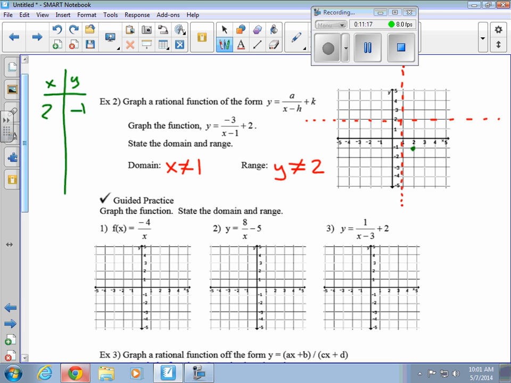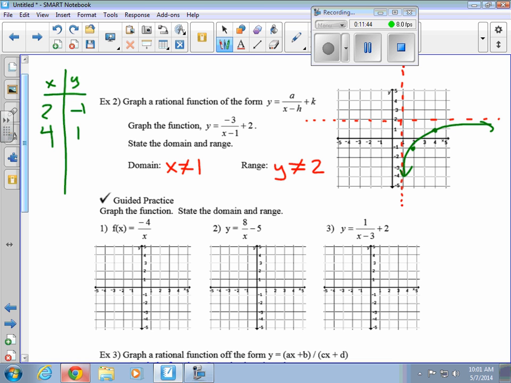All right, so now what number should we put in? Let's put in 4. 4 is going to be easy. Why is 4 going to be easy? What's 4 minus 1? 3. So negative 3 divided by 3 is negative 1. Negative 1 plus 2 is 1. What did I put in? 4. I should write that down. So 4, 1. And so here is this graph.